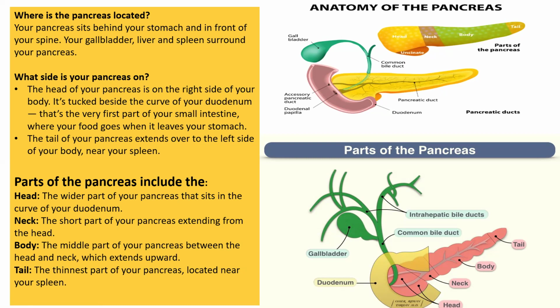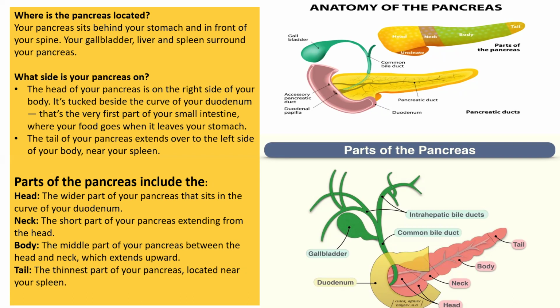The head of your pancreas is present on the right side of your body. It is tucked beside the curve of your duodenum, which is C-shaped. It is the very first part of your small intestine. The first part of the small intestine is the duodenum, the second part is the jejunum, and the third part is the ileum. In the next video, we will learn the exocrine function of the pancreas, then the large intestine and small intestine.